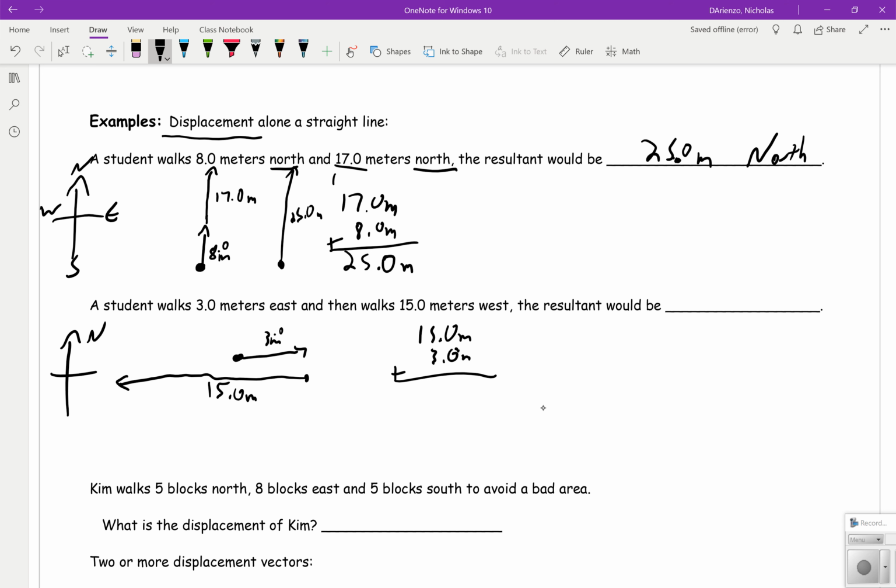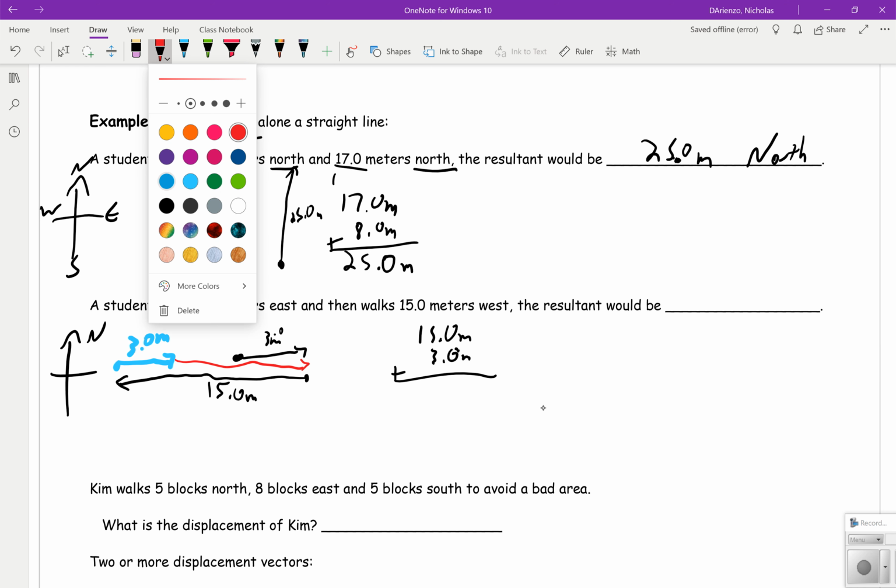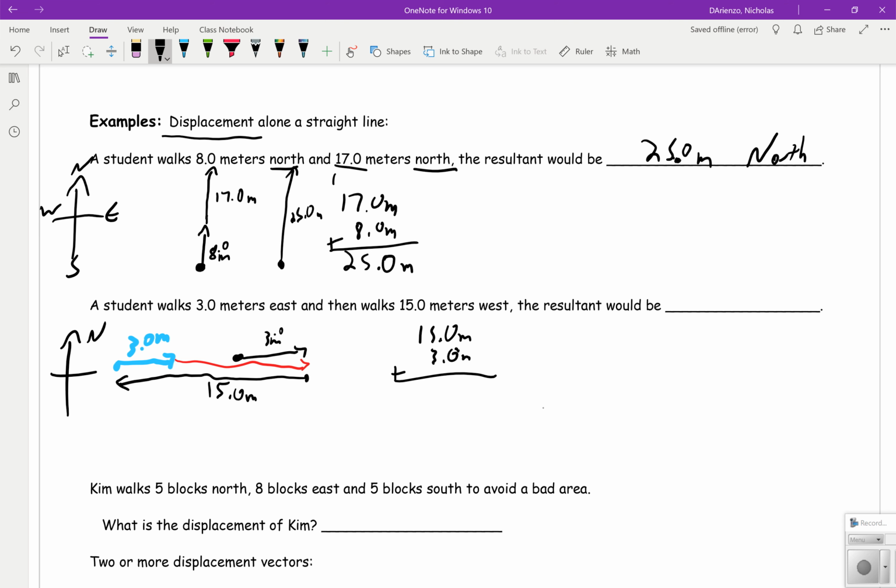So we have one going east, we have the other going west. Now the difference between these two, if we were to put these head to tail and we wanted to shift this 3 meter one down here, the difference here is our displacement. And that difference, I'm going to do mathematically here, would be 12.0 meters. And this would be 12.0 meters west.